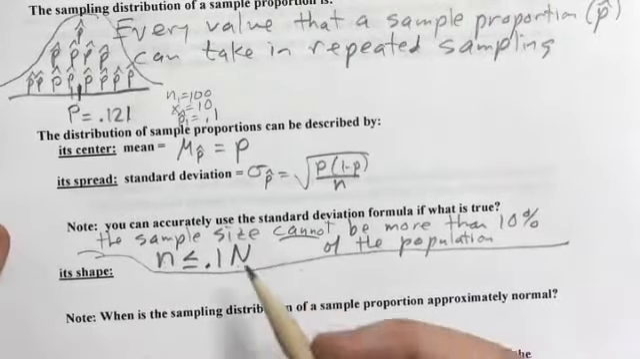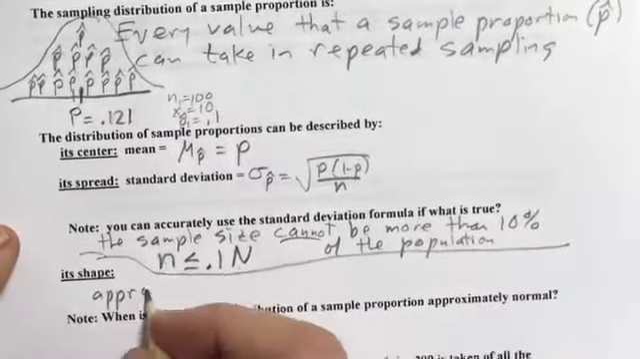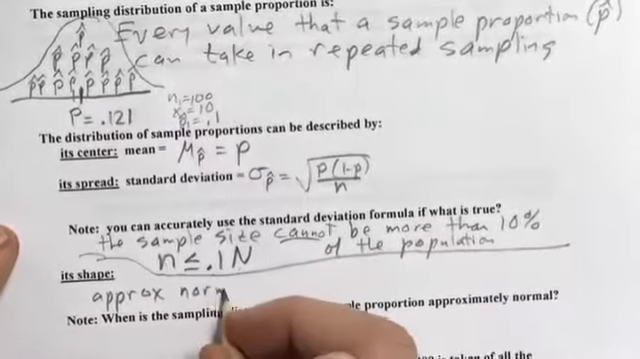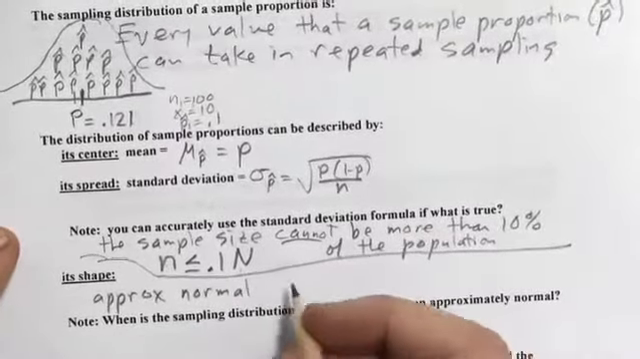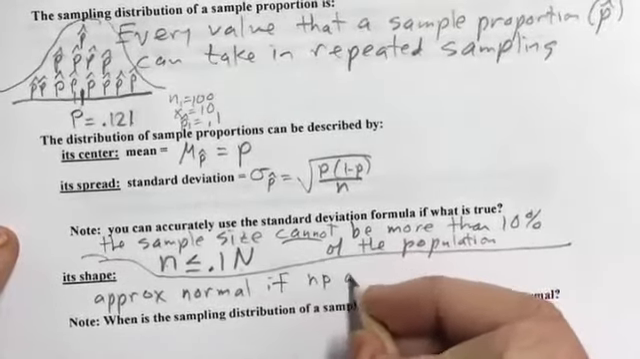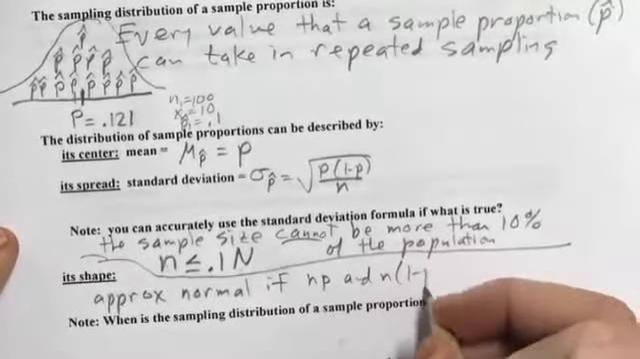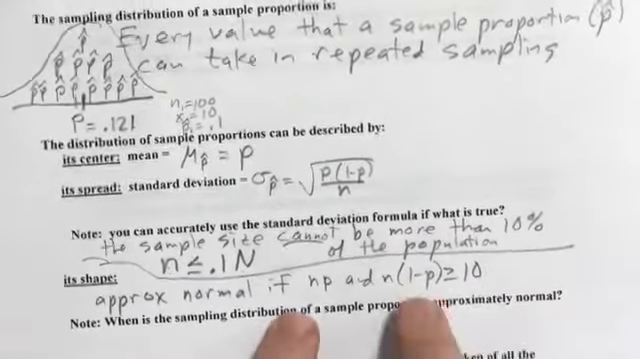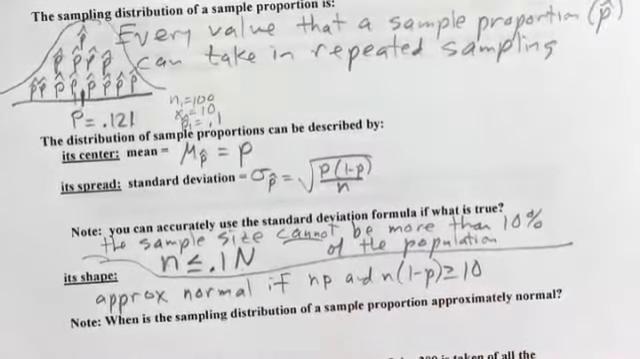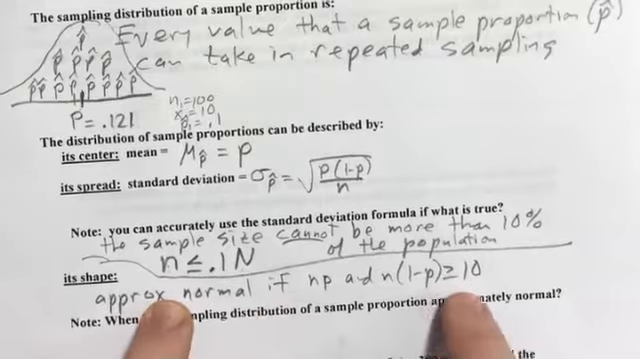Its shape. Well, the shape of the p-hats will be approximately normal if something is true. And so here's our little rule that you have to memorize. Approximately normal if n times p and n times 1 minus p are greater than or equal to 10. You have to memorize that, okay? Both of them have to be bigger than 10. If one of them is less than 10, then it's going to be some other shape, which we'll talk about later in the year. But that's the other condition that you have to check.